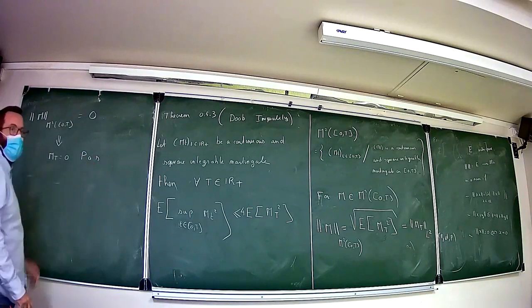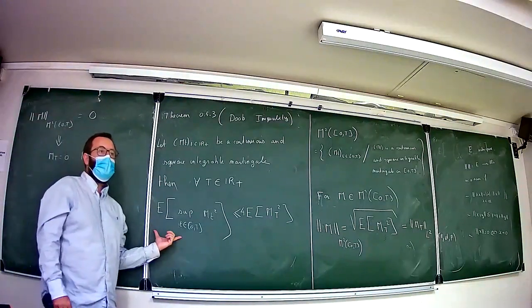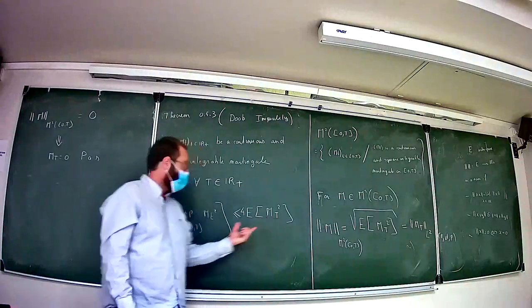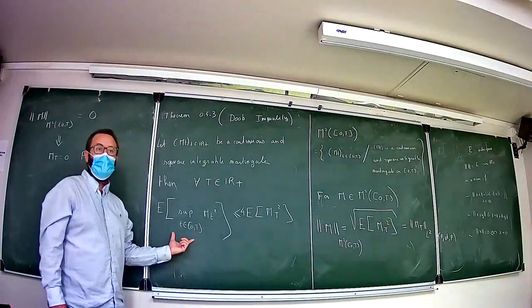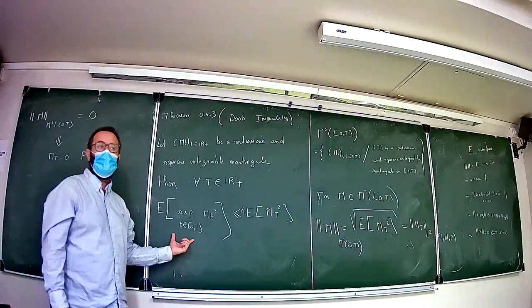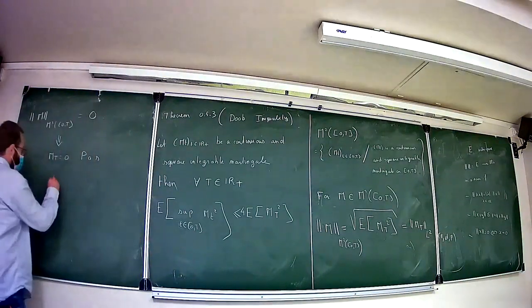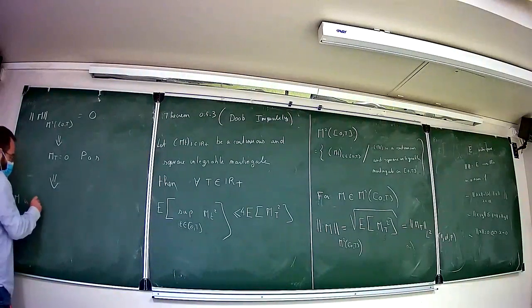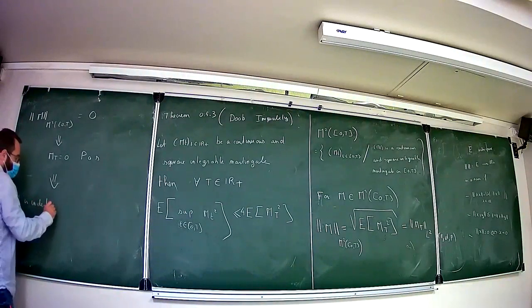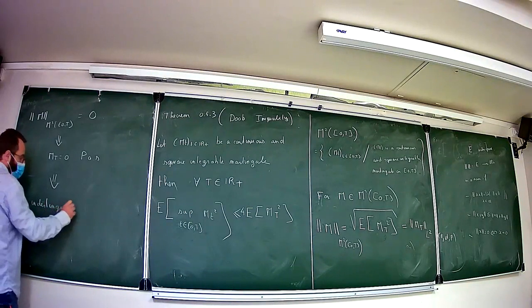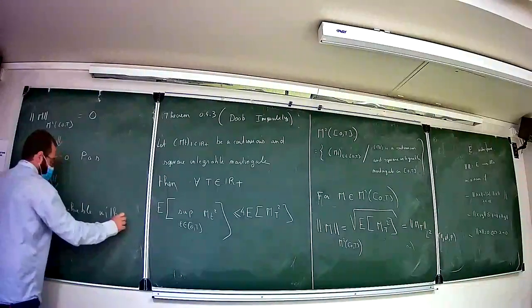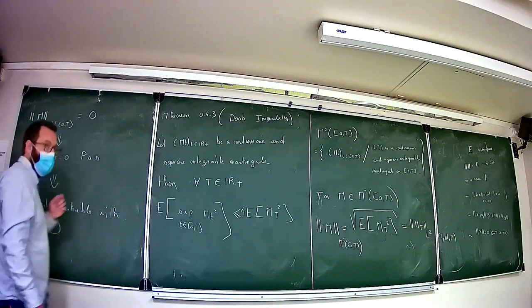And why is it sufficient to conclude that from this? Because if M_T is equal to 0, I know that the expectation of the supremum of the square is 0, implying that M is indistinguishable from 0.